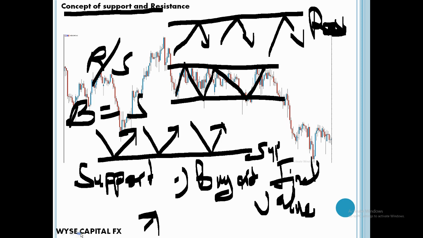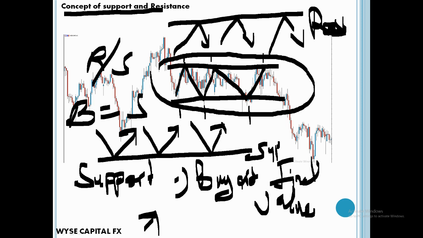Now, there are ways of capitalizing on this opportunity. You want to sell when price comes back to this top point, when price comes back to this point. So at this point, there's equal balance between buyers and sellers.